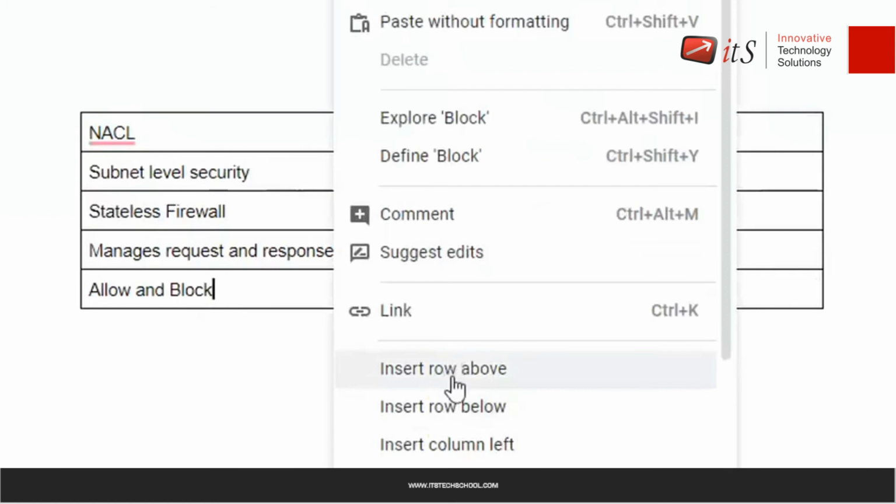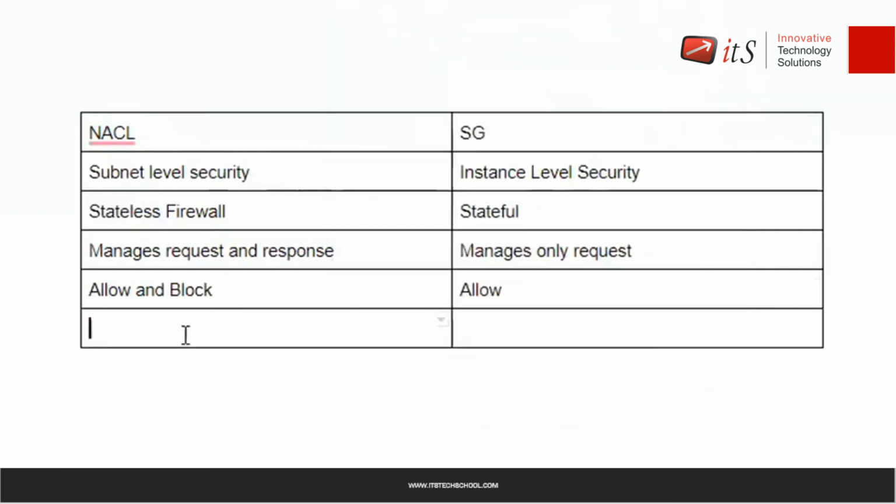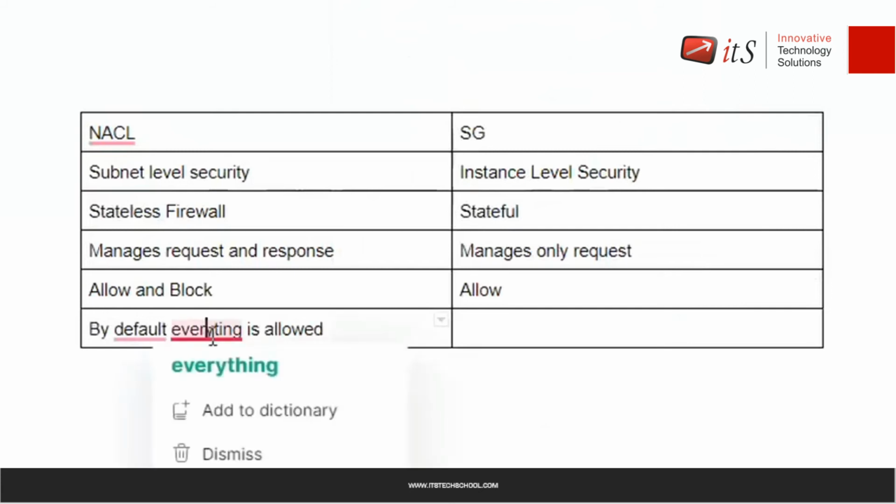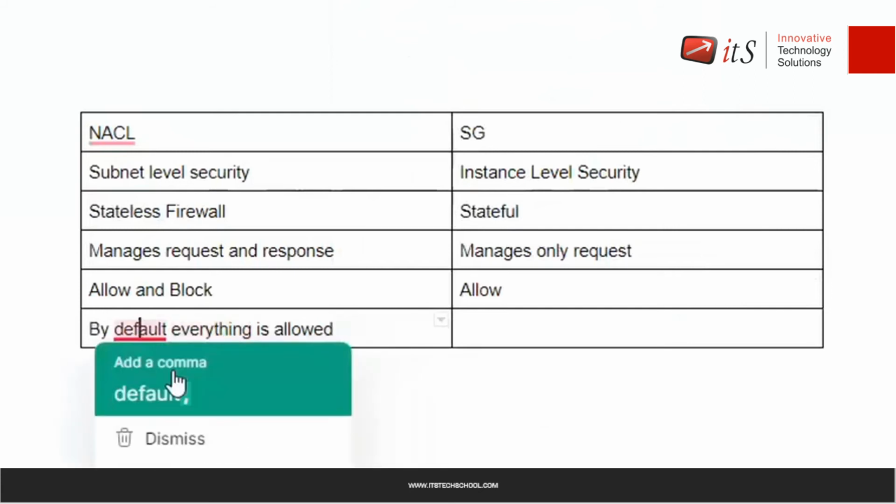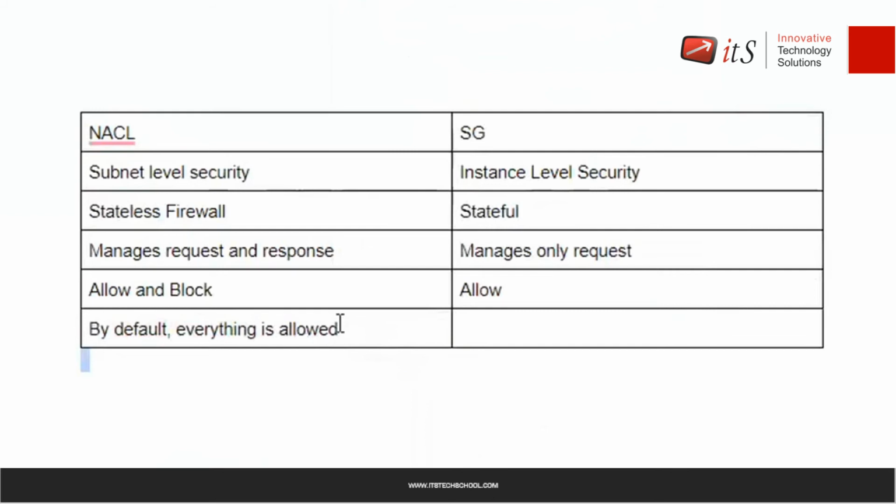And one more thing, by default, everything is allowed in the default NACL that you get. When you create a VPC, you will get a default NACL. So in the default NACL, everything is allowed. And whenever you create a security group, everything is blocked, right?